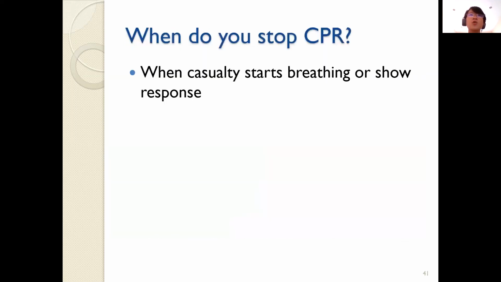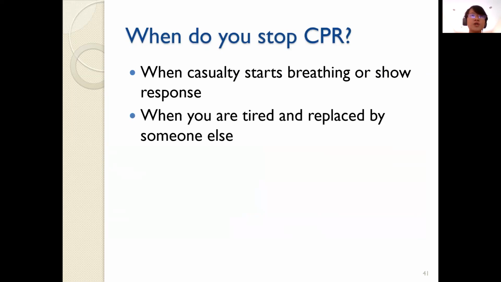Okay? So when do you stop CPR? When can you stop CPR? You stop when the person starts to breathe again or shows response. That's called the return of spontaneous circulation. It means they are back, they're fine again. So you stop when they are showing breathing or signs of life, showing response. You stop when you're tired or when you can be replaced by someone else.